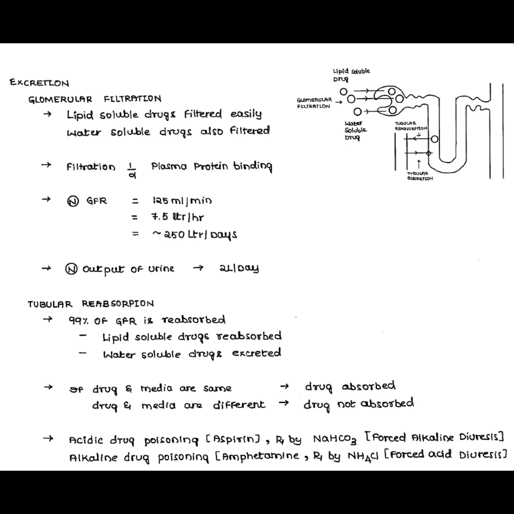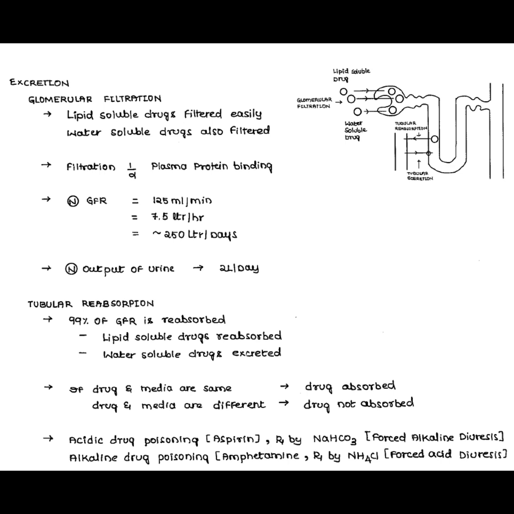Now let's tackle the final chapter of the pharmacokinetics, that is excretion, or simply put, how the drug exits the body. First one is the glomerular filtration. Glomerular filtration occurs in the kidneys. Only the free unbound drug can be filtered, not the one stuck with the plasma protein. So drugs with higher protein binding get less filtration.